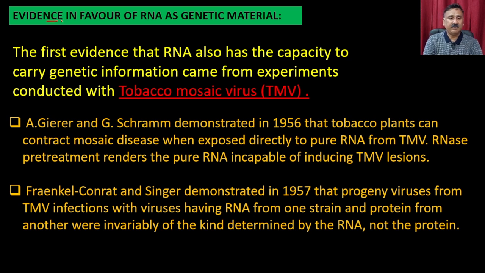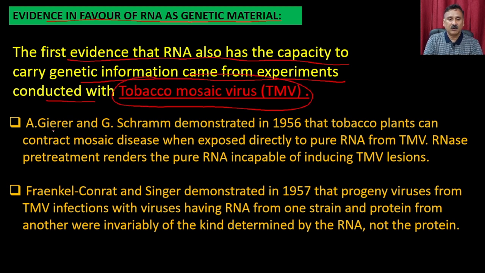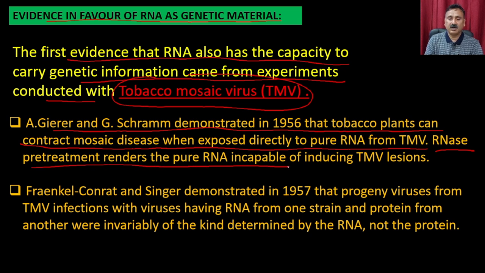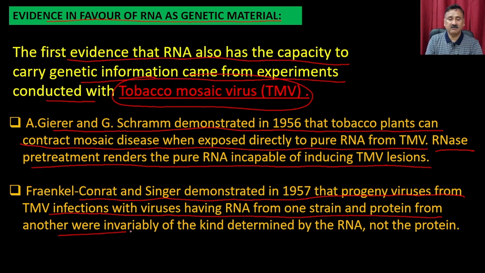Then we have the evidence in favor of RNA as a genetic material. The first evidence that RNA has the capacity to carry genetic information came from experiments conducted on the tobacco mosaic virus, or TMV. Gierer and Schramm demonstrated in 1956 that the tobacco plant can contract mosaic disease when exposed directly to pure RNA from TMV. RNase treatment rendered the pure RNA incapable of inducing the TMV lesions. Then Fraenkel-Conrat and Singer demonstrated in 1957 that the progeny viruses from a TMV infection, with viruses having RNA from one strain and protein from another strain, were invariably of the kind determined by the RNA, not the protein.